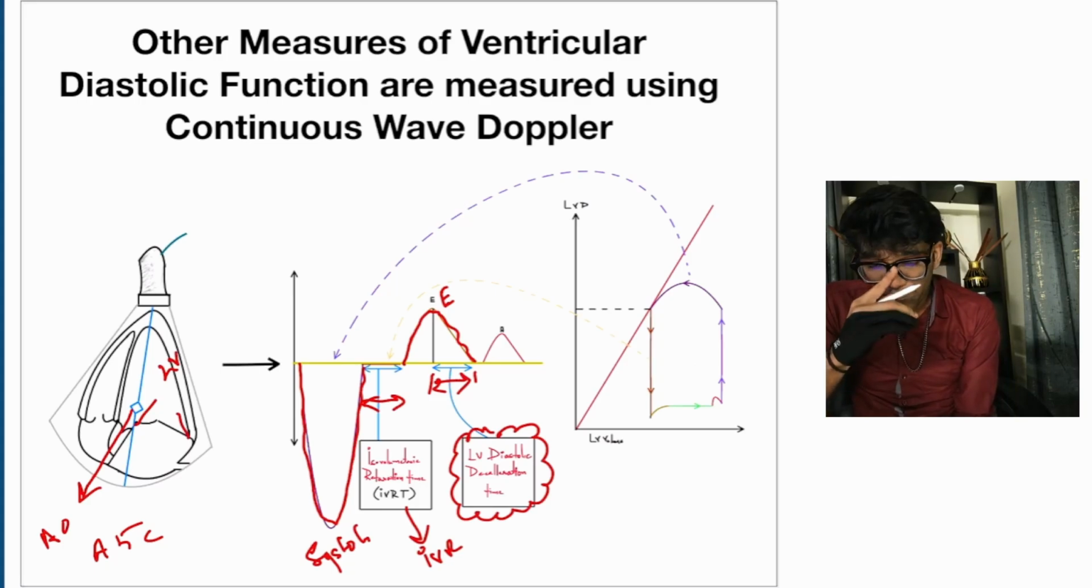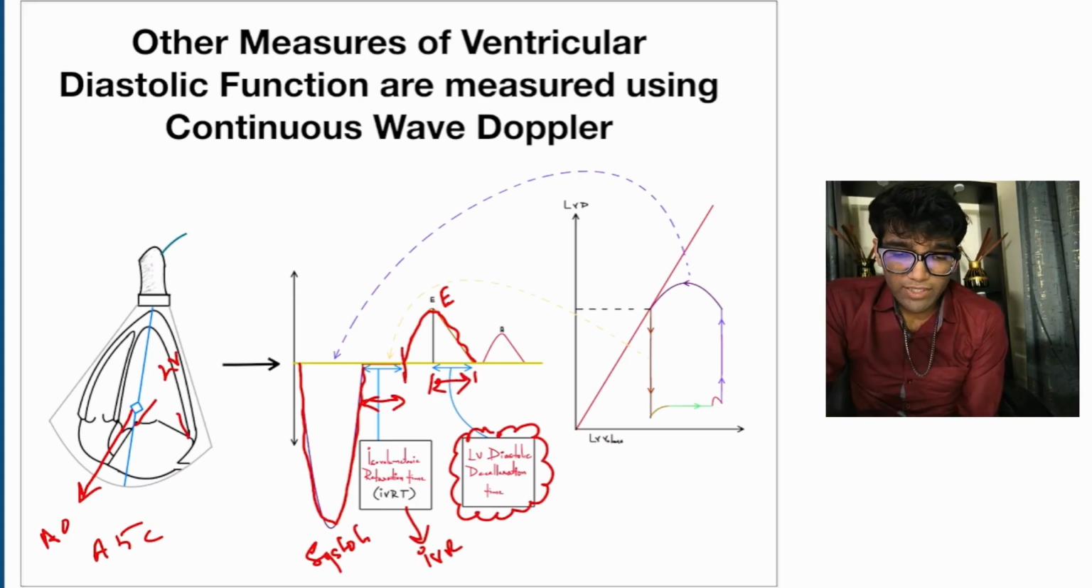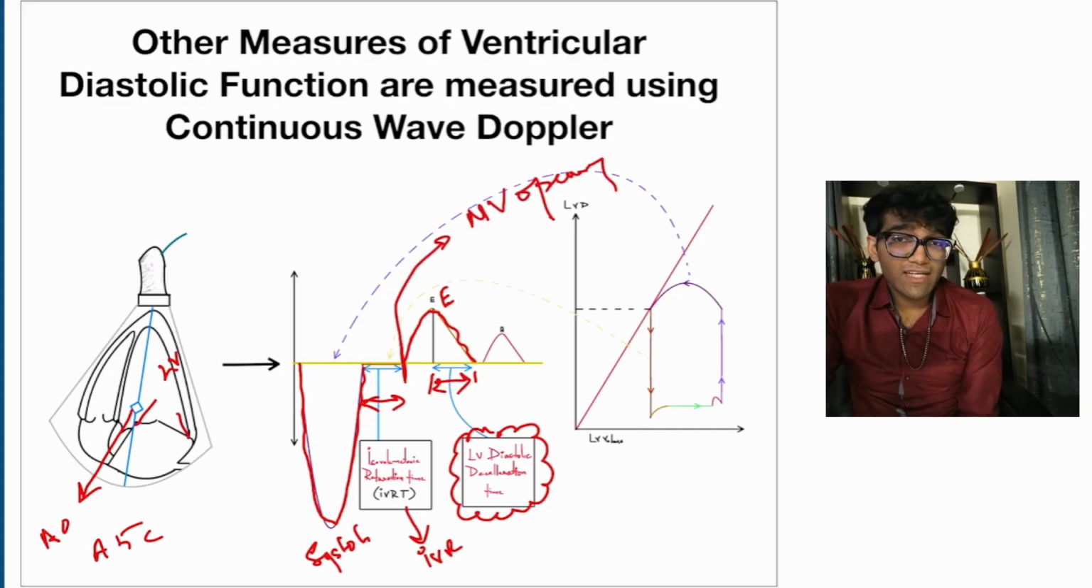Okay, so why are they measured? Why are they indirect measures? At this point you have a mitral valve opening. Now the more the left atrial pressure, the faster it will equalize with the left ventricular pressure during diastole. So if there is an increase in left atrial pressure, the isovolumetric relaxation time would decrease. That is the first thing.